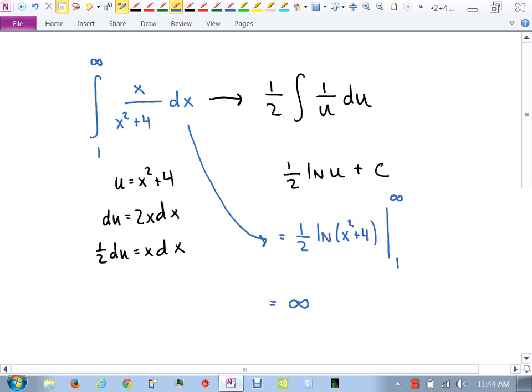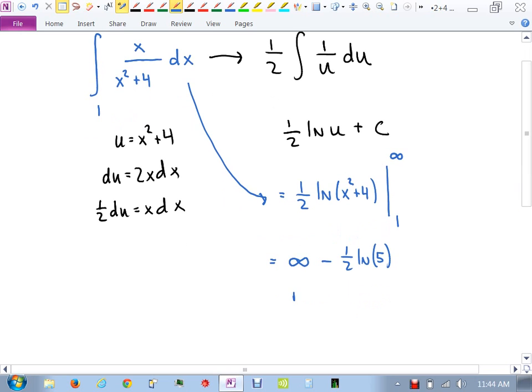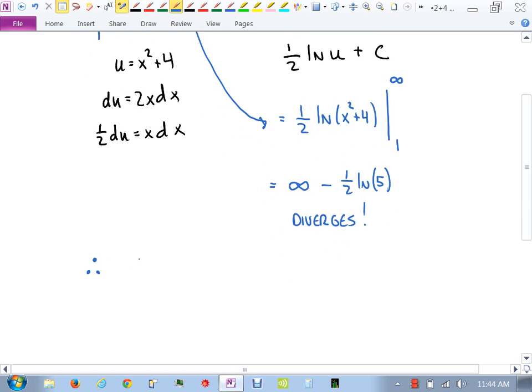No, because what if it's infinity minus infinity? Then I'll have L'Hopital in there. So I need to check what happens when I plug in 1. What do you get when you plug in 1? 1/2 natural log of 5. That's a number, isn't it? Constant. Infinity minus a constant? Infinity. It diverges. Right? It diverges because it goes to infinity. And what that means for us is what? Finally, we've come to the result. Therefore, sum n equals 1 to infinity of n over n squared plus 4 diverges.